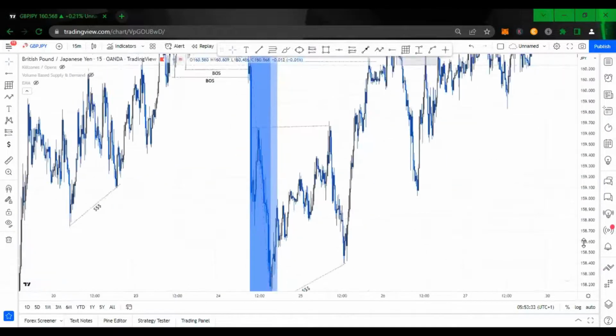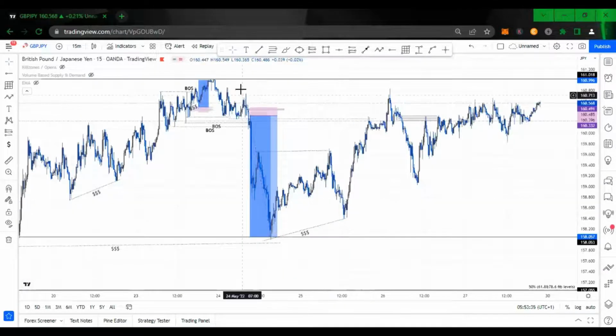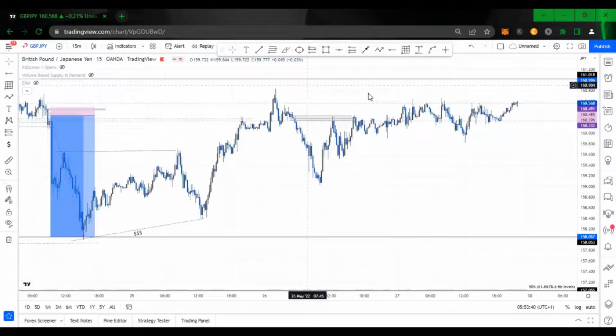The market comes, creates these lows, and then moves up and breaks this structure above. And then we might say, okay, we are looking for buys. So yes, this point might be marked as an OB.